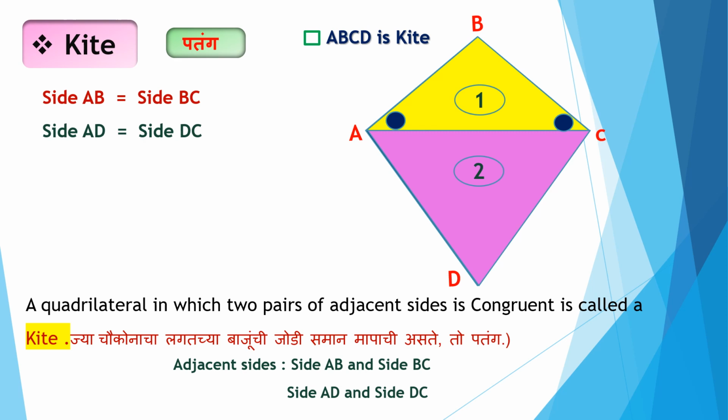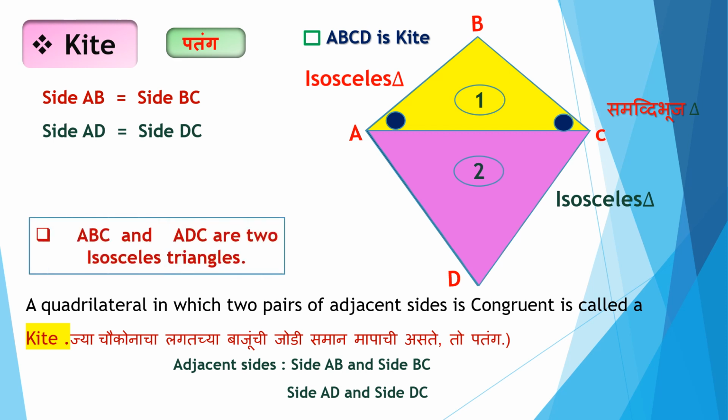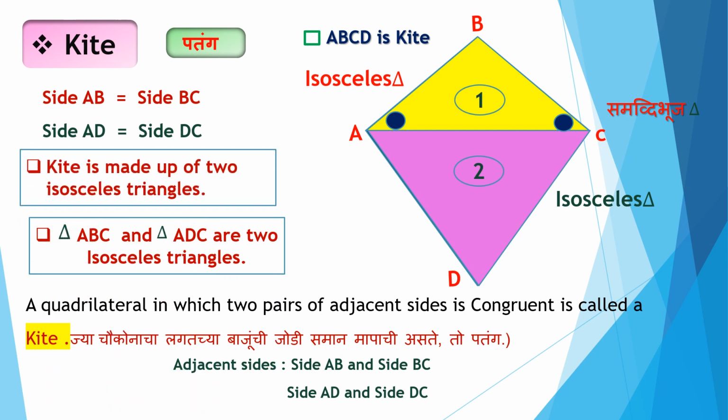Here we see the yellow portion, that is triangle ABC, and the pink portion, that is triangle ADC. If we say AB is congruent to BC, then we say that triangle ABC is an isosceles triangle. So their base angles are also congruent. Triangle ADC is also an isosceles triangle, and we see that a kite is made up of two isosceles triangles, triangle ABC and triangle ADC.